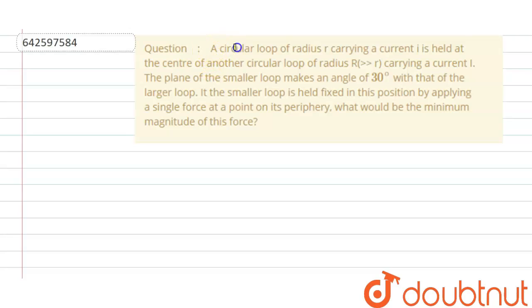Hello everyone, let's solve the question. The question says, a circular loop of radius small r carries a current small I and is held at the center of another circular loop of radius capital R and carrying a current capital I. The plane of the smaller loop makes an angle of 30 degree with that of the larger loop. If the smaller loop is held fixed in this position by applying a single force at a point on its periphery, what would be the minimum magnitude of this force?